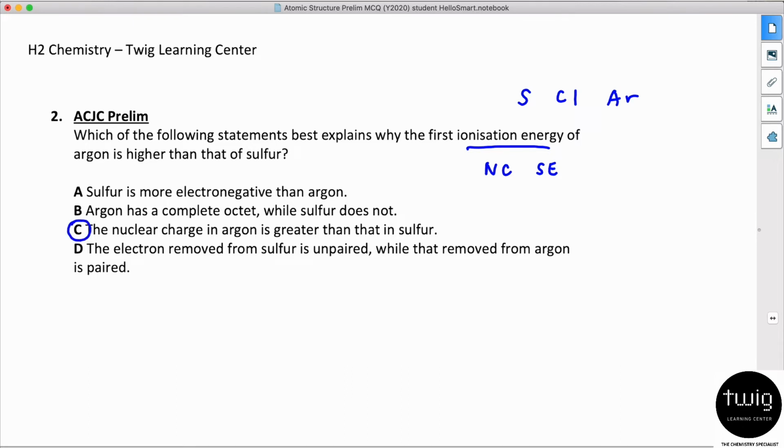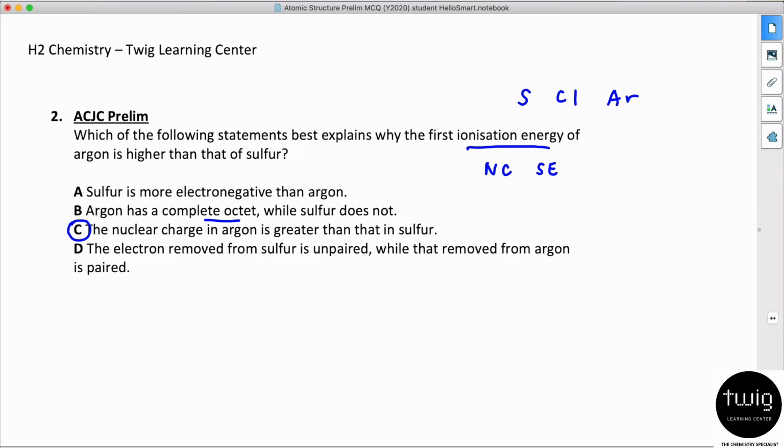Some of you might be thinking, argon has a complete octet while sulfur does not. Having a complete octet is just an observation. Noble gases have a complete octet, which means they are quite stable, but that doesn't explain why the first IE is higher. The first IE must still be explained based on nuclear charge and shielding effect.